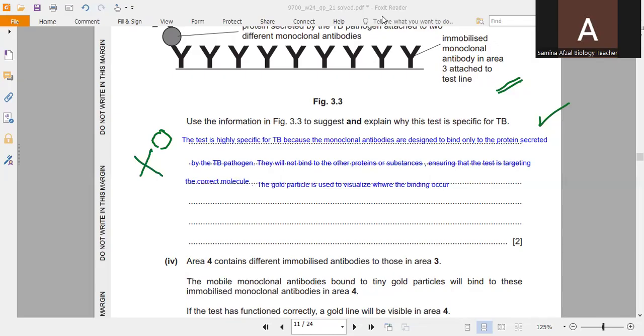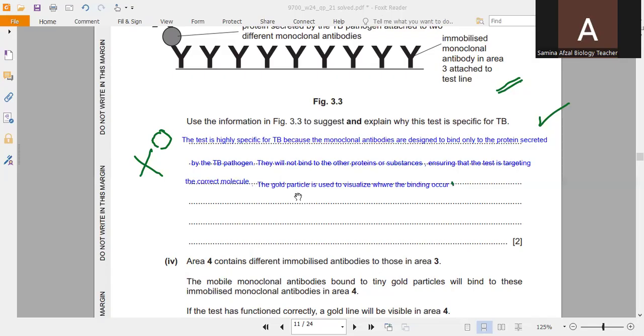The gold particles which are used here are where the binding occurs. They are only for this visual purpose. So in this way, we can say this test is specific for TB.